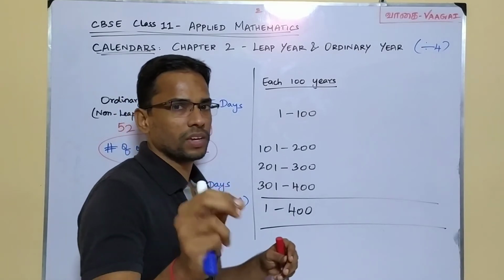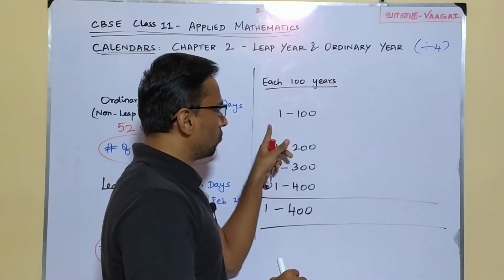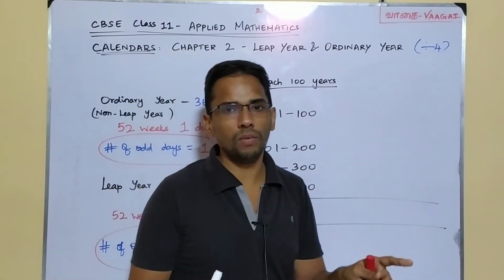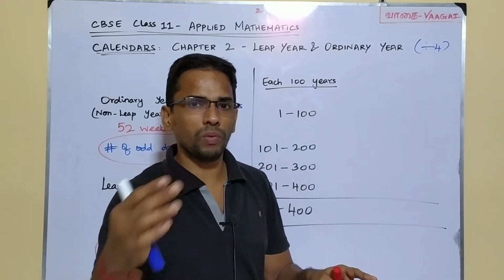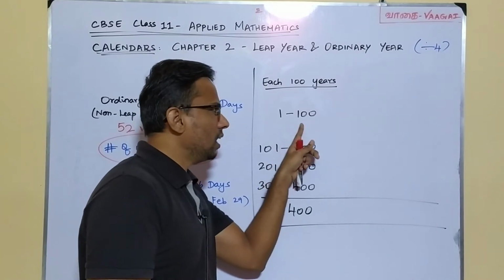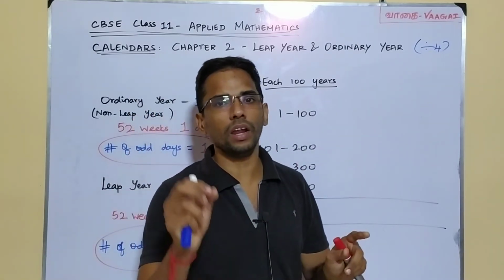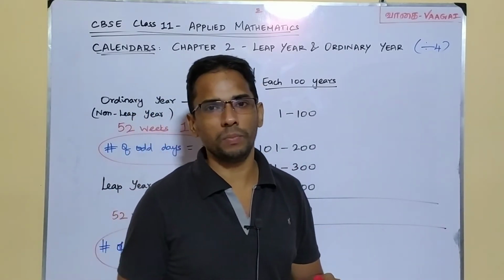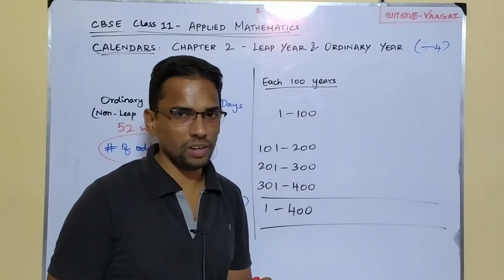There only we should be very careful, because for 1 to 100 you will have 100 by 4 equal to 25. That is okay, but you should be very careful that the last number 100, I mean the year number 100, is not a leap year, it is an ordinary year. Is it or not? Yes.